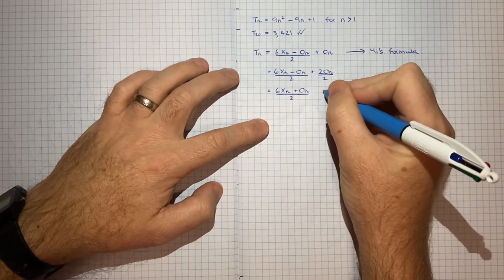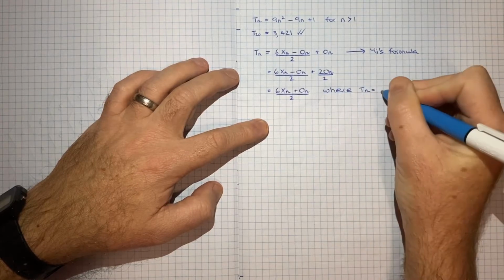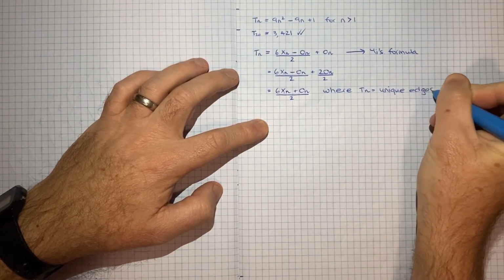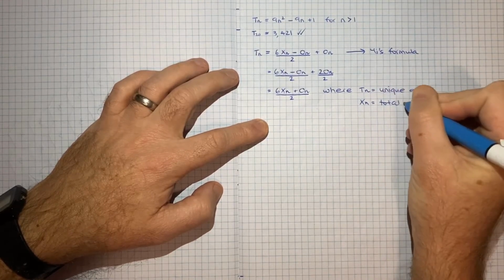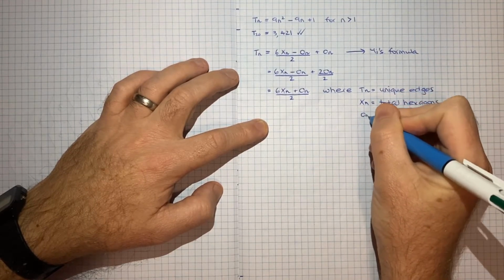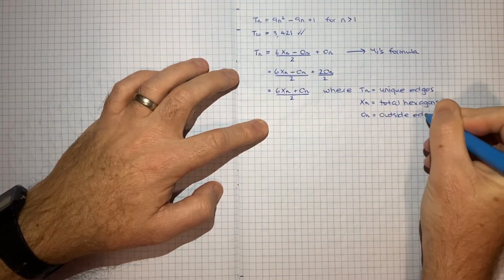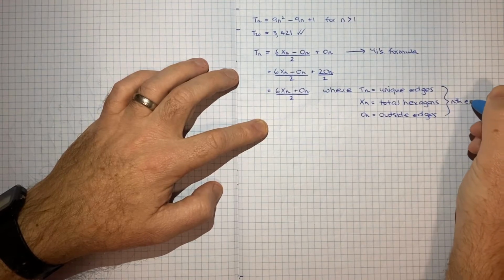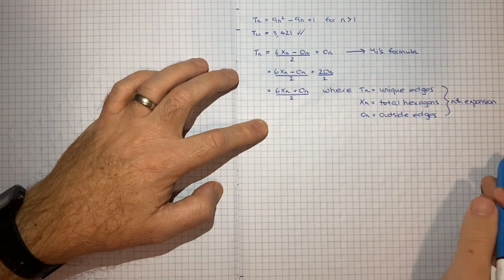So I'll just note in terms of our definitions, we've got Tn is the unique edges, the total unique edges. Xn is equal to the total hexagons. And on is the outside edges. And these are all at the nth expansion. So that's what we're dealing with.